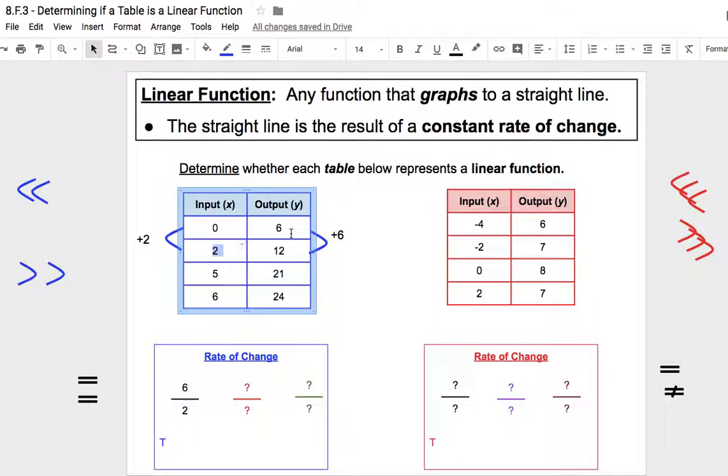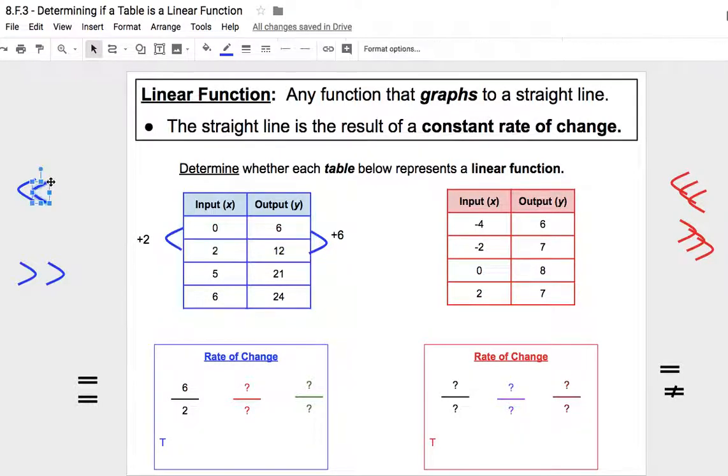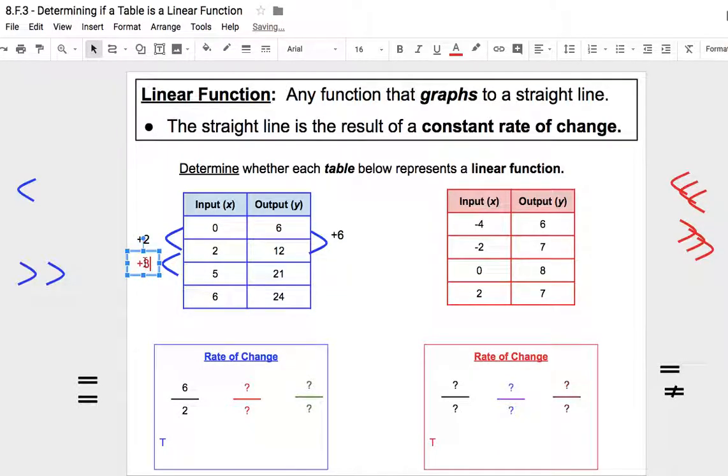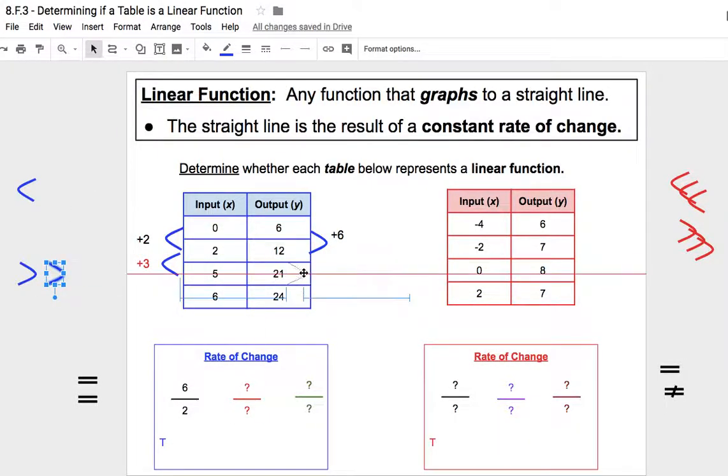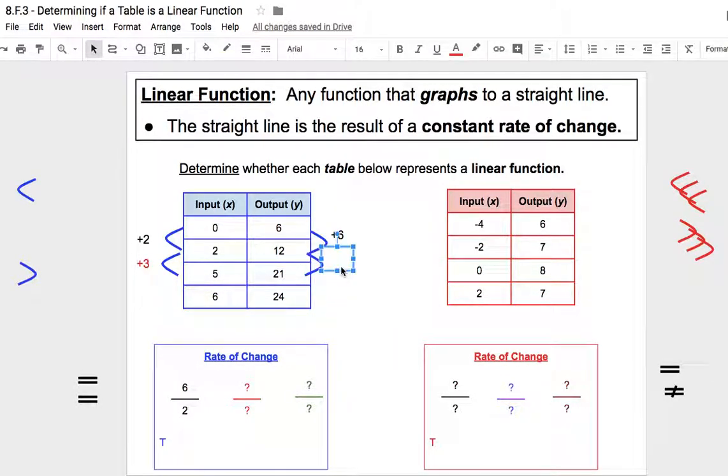Now we're going to look from the second data point to the third data point. The x goes from 2 to 5. That's an increase of plus 3. And during the same time, the y value goes from 12 to 21. That's an increase of plus 9 to get from 12 to 21. So we could say at that time, y went up by 9 as x went up by 3.